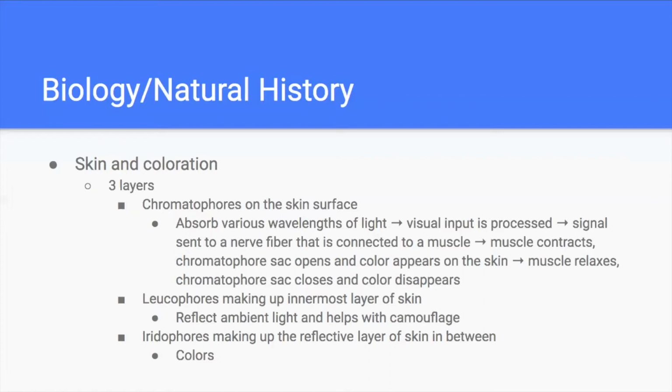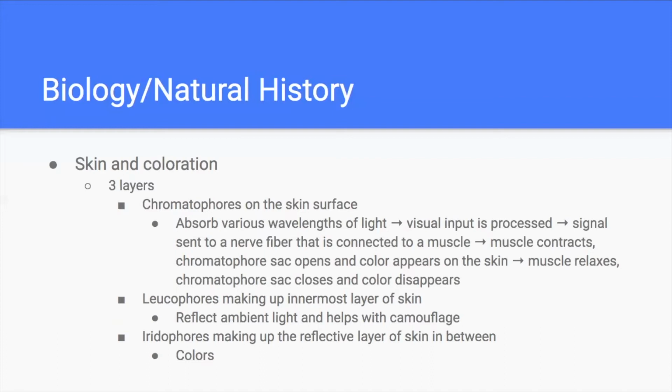Then you have the leucophores making up the innermost layer of skin, and these reflect ambient light and help with camouflage. And how it does that is the ambient light that it reflects kind of gives the cuttlefish a good base color that helps them blend in with their surroundings.